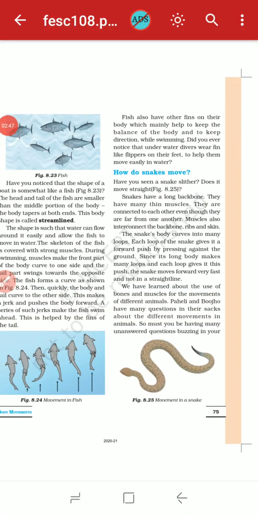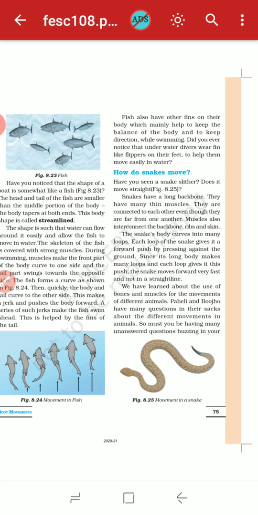Fish also have other fins on their body which mainly help to keep the balance. Here they are there to keep the balance of the fish, balance of their body, and to keep direction also. While swimming, did you ever notice that underwater divers wear fins like flippers on their feet to help them move easily in the water? So this is all about the fish movement.